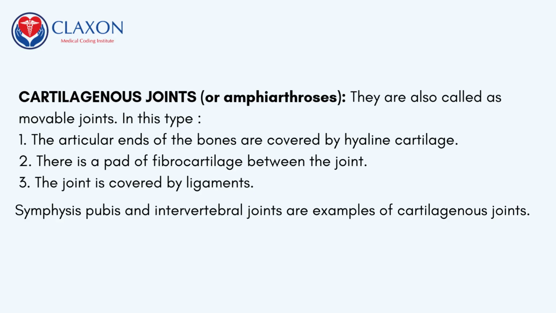Cartilaginous joints, or amphiarthroses, are also called movable joints. In this type: 1. The articular ends of the bones are covered by hyaline cartilage. 2. There is a pad of fibrocartilage between the joint. 3. The joint is covered by ligaments. Symphysis pubis and intervertebral joints are examples of cartilaginous joints.